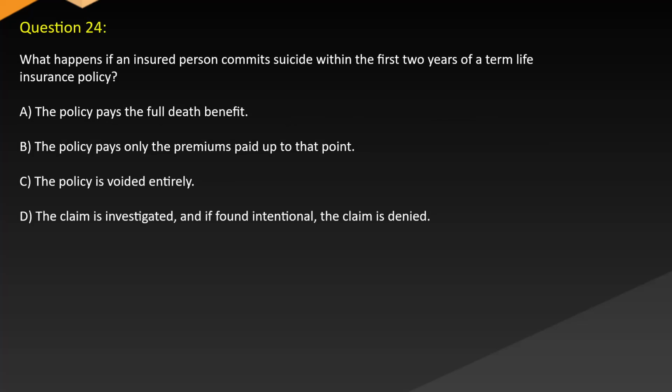Question 24. What happens if an insured person commits suicide within the first 2 years of a term life insurance policy? A. The policy pays the full death benefit. B. The policy pays only the premiums paid up to that point. C. The policy is voided entirely. D. The claim is investigated, and if found intentional, the claim is denied.